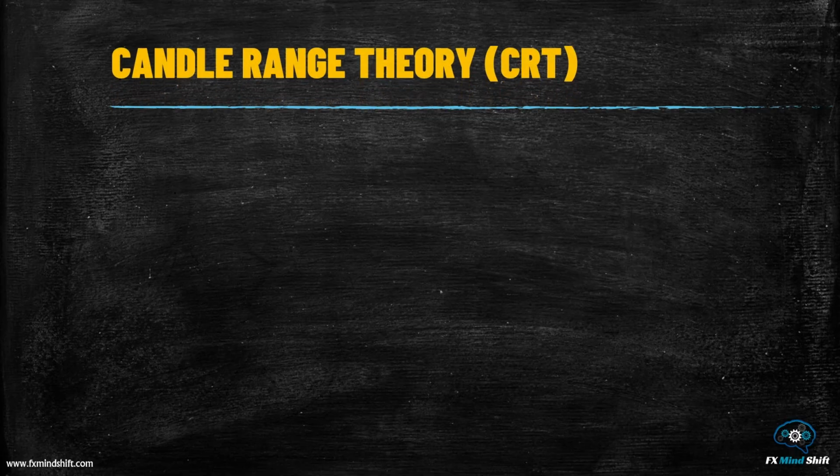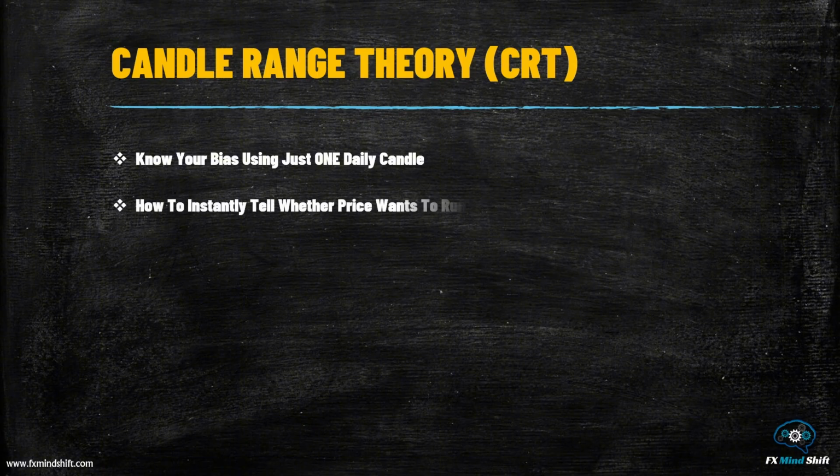Okay, so the concept I'm going to show you today is something called candle range theory, or CRT, and you might be familiar with this already, but it basically lets you know your bias using just one daily candle. And it lets you instantly tell whether price wants to run higher or lower so that you know the direction of the market. The problem is most people will tell you how to find the direction, but they won't tell you how to confirm the direction. So it's not just direction and direction only.